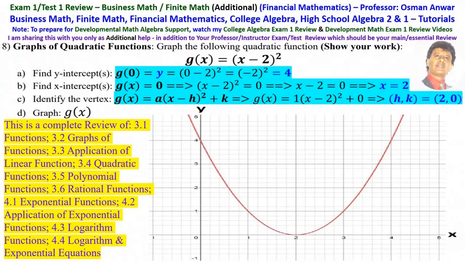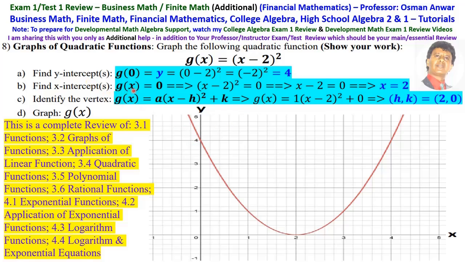Number 8 is graph of quadratic function. Graph the following quadratic function g of x equals (x minus 2) squared. So first find the y-intercept. The y-intercept is just g of 0, which is y equals (0 minus 2) squared, which is (minus 2) squared equals 4. Okay.